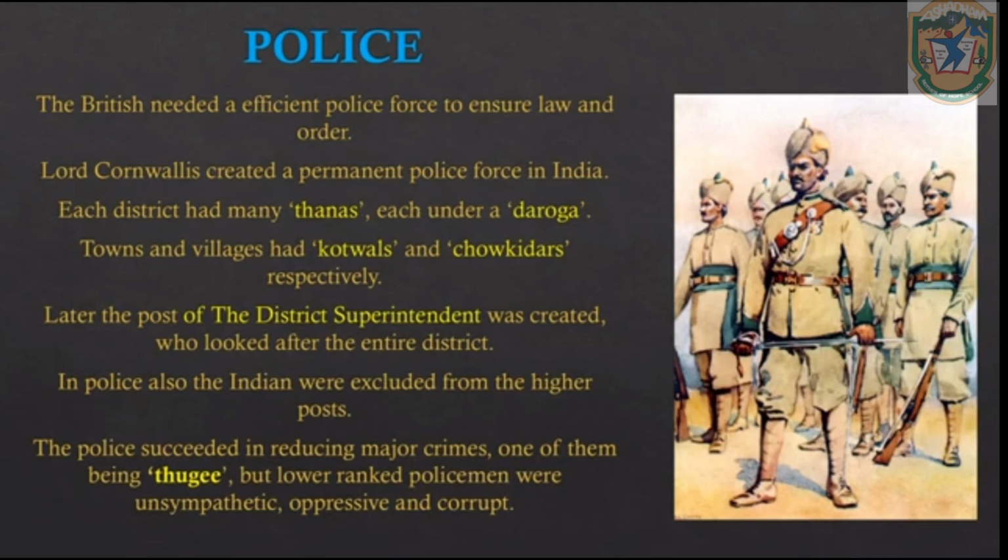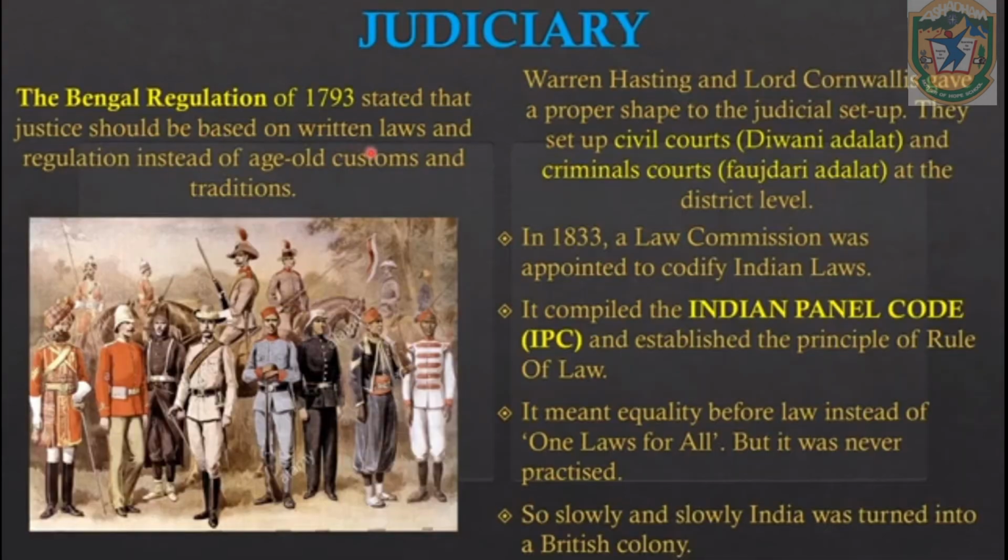Now, talking about the last pillar of the administration of the British, the judiciary. In the beginning, the justice system was based on the traditional system of deciding cases on the basis of religious practice and customs. Under the Regulating Act, the Supreme Court was set up to impose the English laws on the Indians. But in 1781, a law was implemented to amend this practice, and the British laws were restricted to the British.